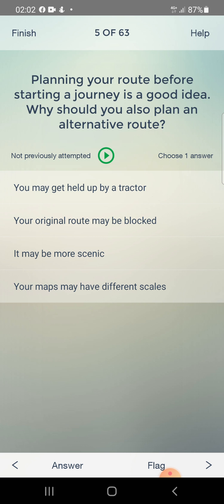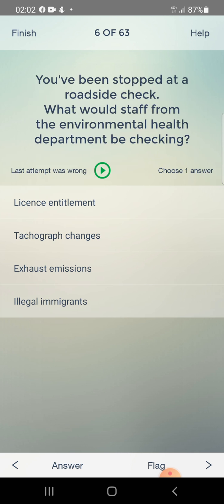Why should you also plan an alternative route? You may get held up by a tractor. Your original route may be blocked. Yes. You have been stopped at a roadside check. What would staff from the environmental health department be checking?